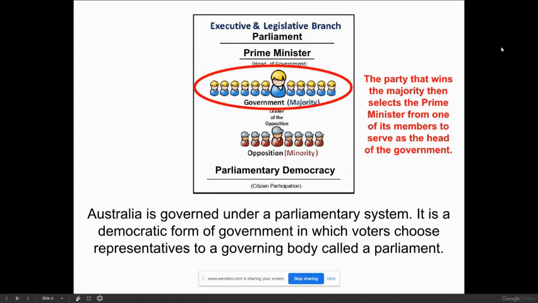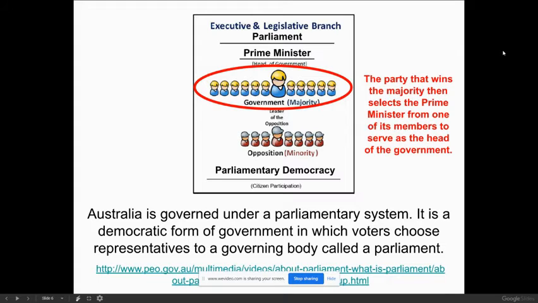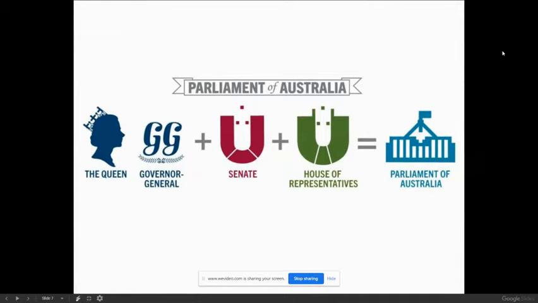The party that wins the majority then selects the prime minister from one of its members to serve as the head of the government. Parliament of Australia: the Queen, the Governor-General, the Senate, and the House of Representatives all together equal the Parliament of Australia.